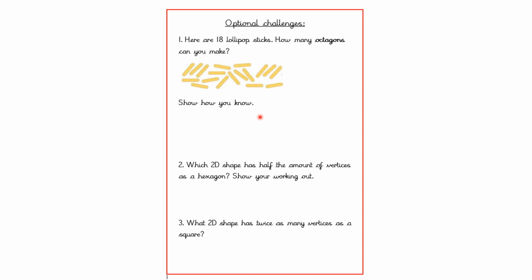Number 2 says, which 2D shape has half the amount of vertices as a hexagon? Show your working out. Again, you might want to draw some pictures to help you. And number 3, what 2D shape has twice as many vertices as a square? Again, you might want to draw a picture there to help you.